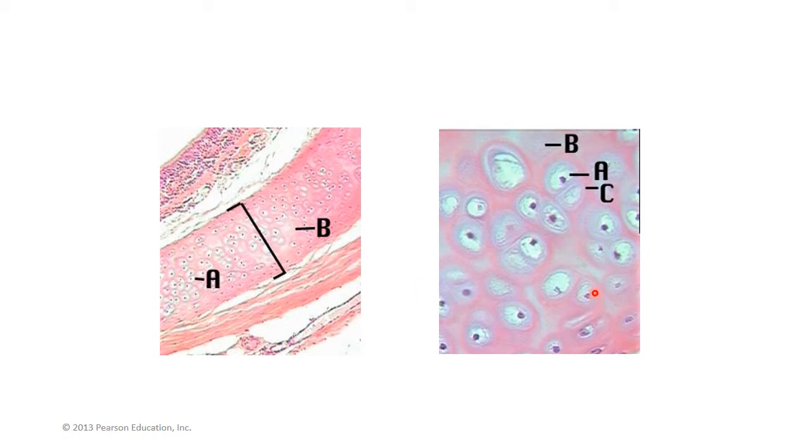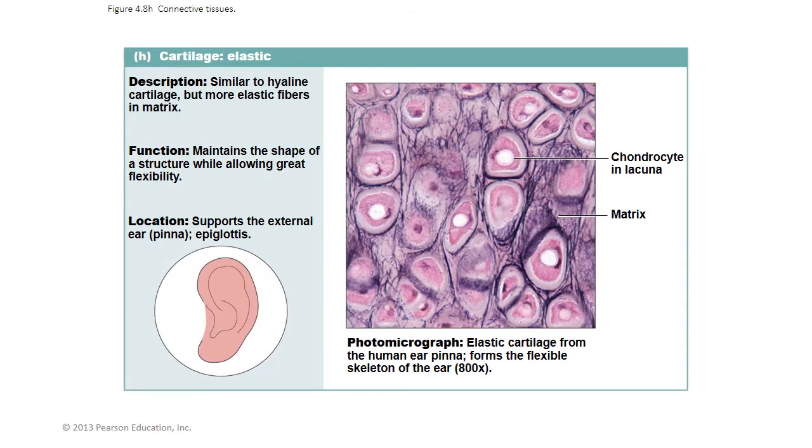As you zoom in on that cartilage, once again, there's the cell inside. What was that cell called? The chondrocyte. What was the name of the little chamber right there? What was that called? The lacuna. There you go.